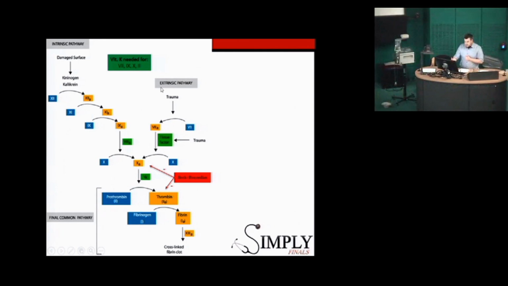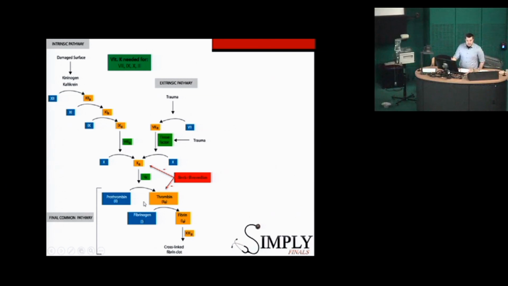Things to highlight. So the extrinsic pathway is just this with factor 7. And this is what you're testing when you do a PT. So this is effectively what the INR is testing. So the prothrombin time is you basically add in some tissue factor and then you see how long it takes to clot. So it's testing the extrinsic pathway and the final common pathway. And that's the PT. So that is what the INR is testing.